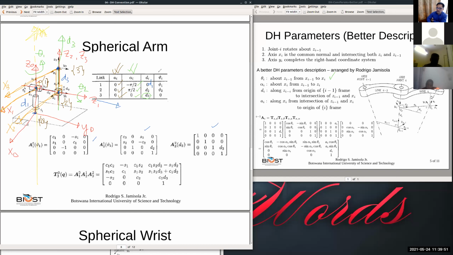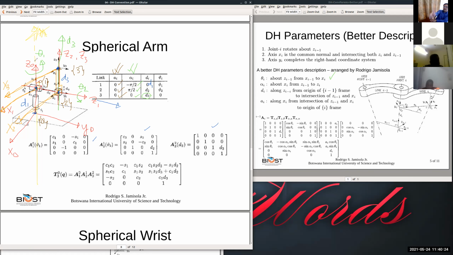Okay, now let's go theta. Well, it's just a matter of following this convention. It's a convention. We just follow the recipe. So now theta 1. Theta 1 is about Z0, from X0 to X1. So where is Z0? Z0 is here. Let me change the color. This is Z0.